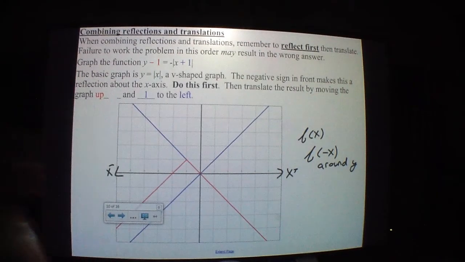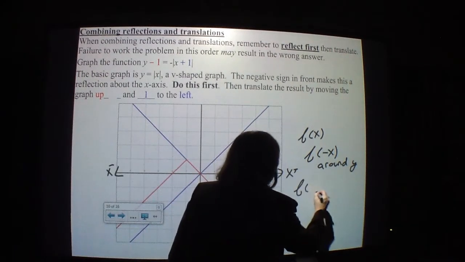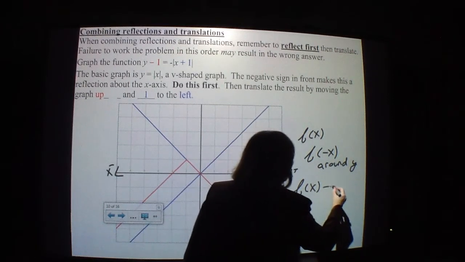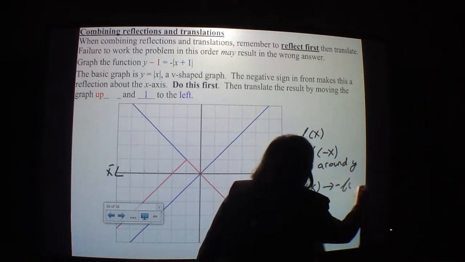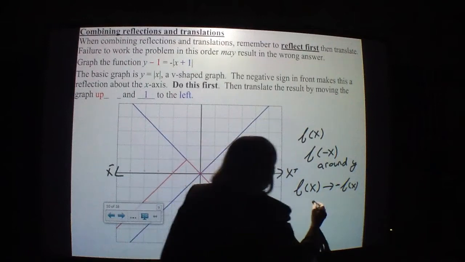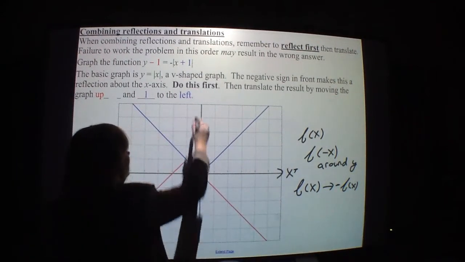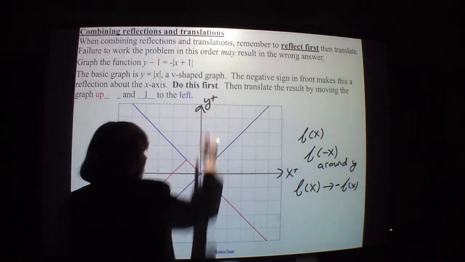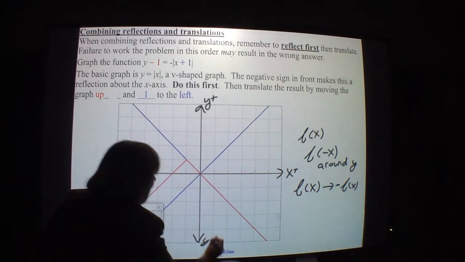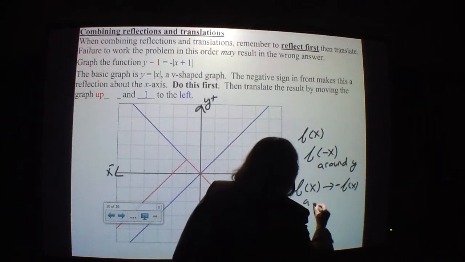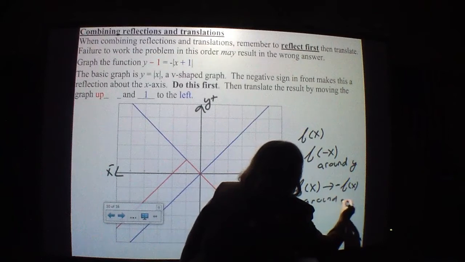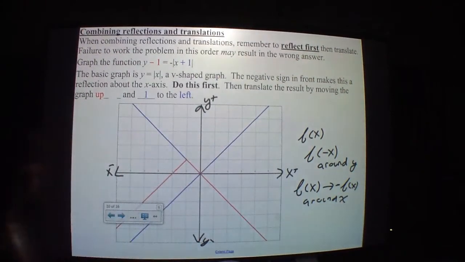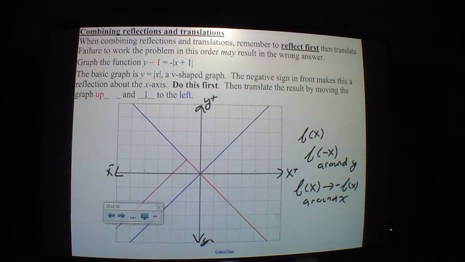Remember, if I had an f of x and instead I went negative f of x, this is my y changing signs. So my y would go from positive to y being negative. So this is around the x-axis.